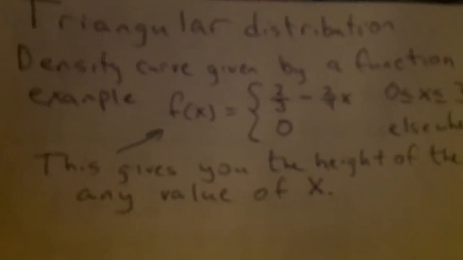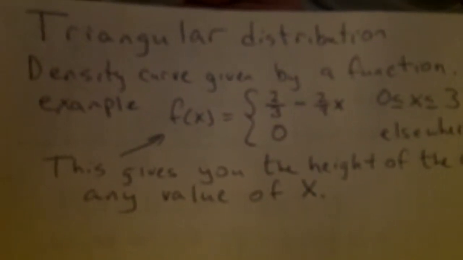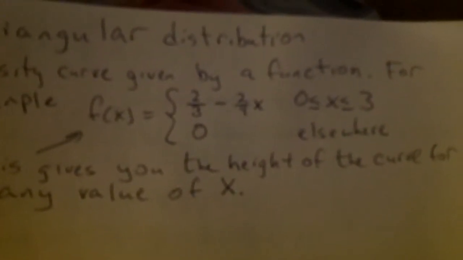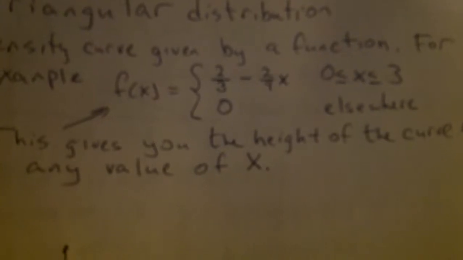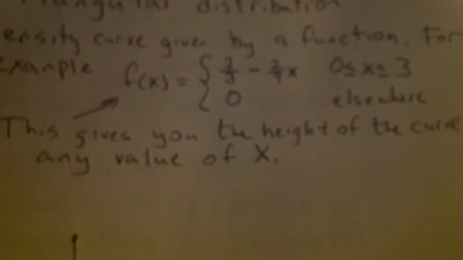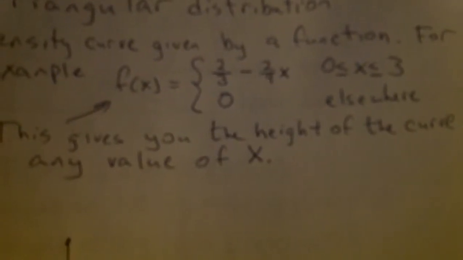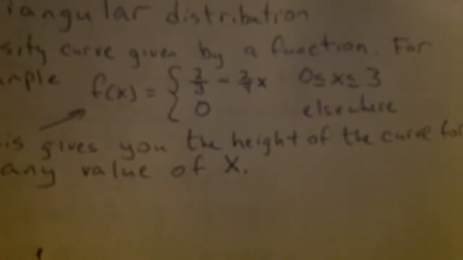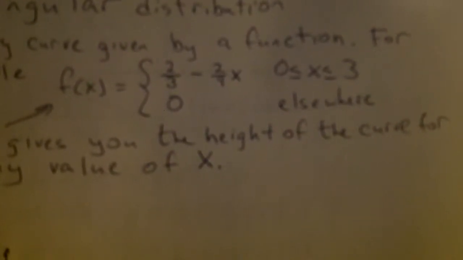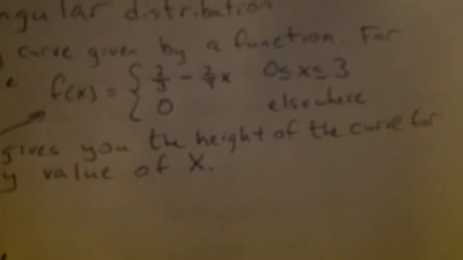Okay, the next type of distribution is something called a triangular distribution. In this case, the density curve will be given to you by a function, and the function will typically be written in some form like this. f(x) is equal to, and there will be a functional expression where the PDF is greater than 0, and it tells you where it's greater than 0. And then it will also tell you that anywhere else it is 0.